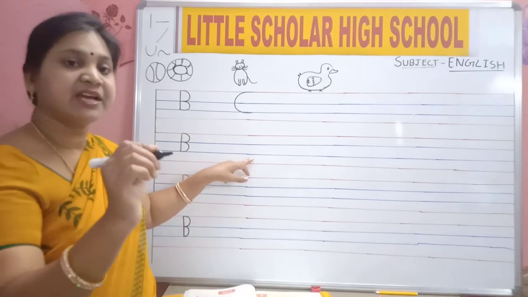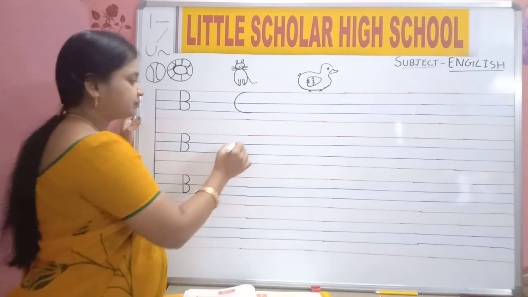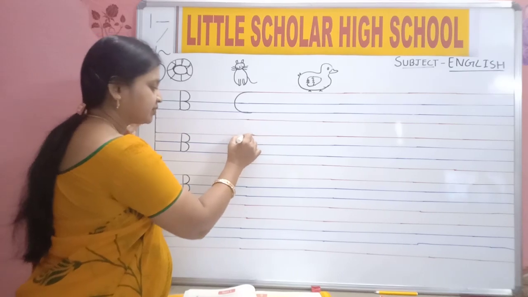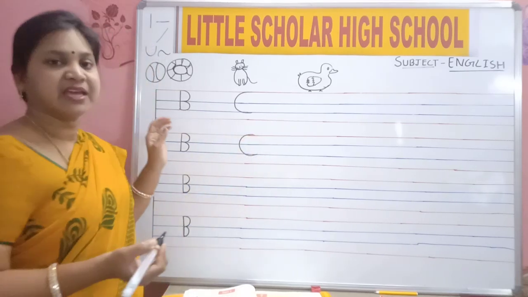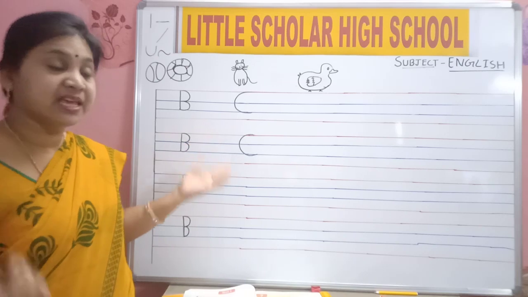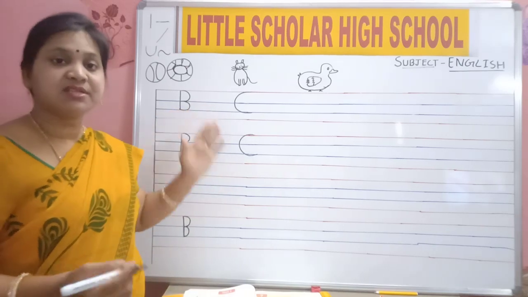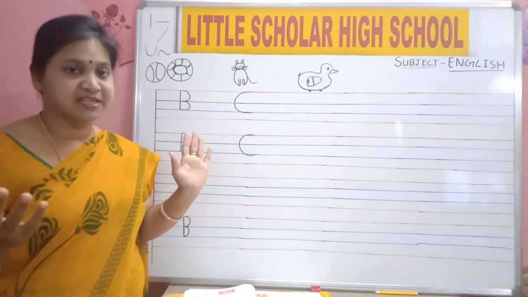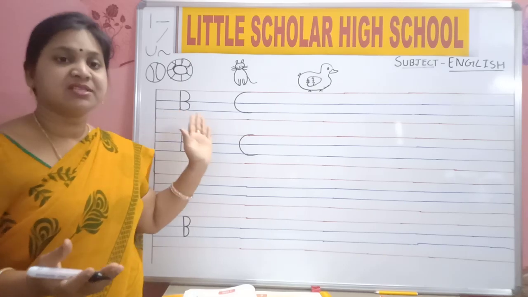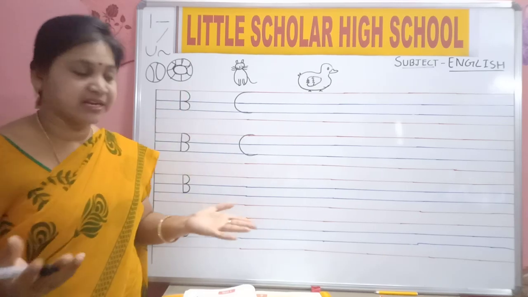Start from the red line and end on the second blue line. See, this is C, capital C, big C. Which letters are we learning? All these are capital letters, big letters. Yes, capital letters. All these are known as capital letters, big letters.